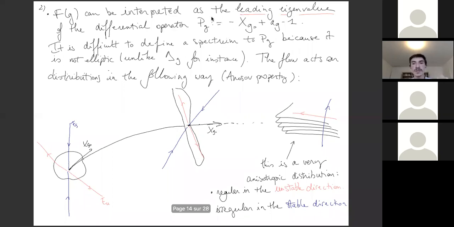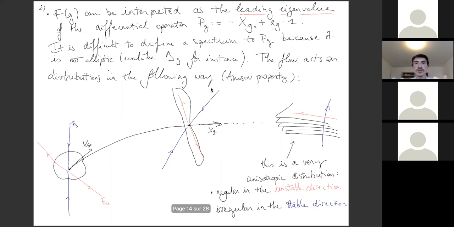And it's mainly because these operators are not elliptic. So it's an operator which has very different properties from, say, the Laplacian, for instance. When you have the Laplacian, you know that you make the Laplacian act on H2, and you're going to be able to define a spectrum and to study very precisely this spectrum. Here, for this kind of operators, it's much more difficult, and this operator is not elliptic. It actually has a sort of hyperbolic nature.